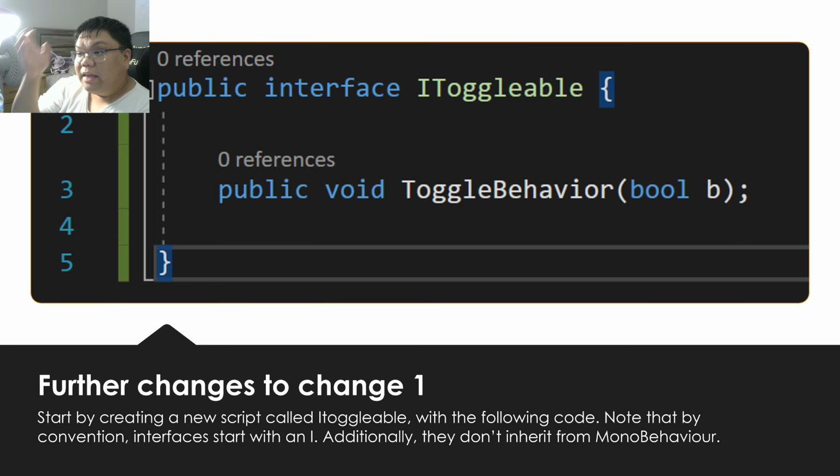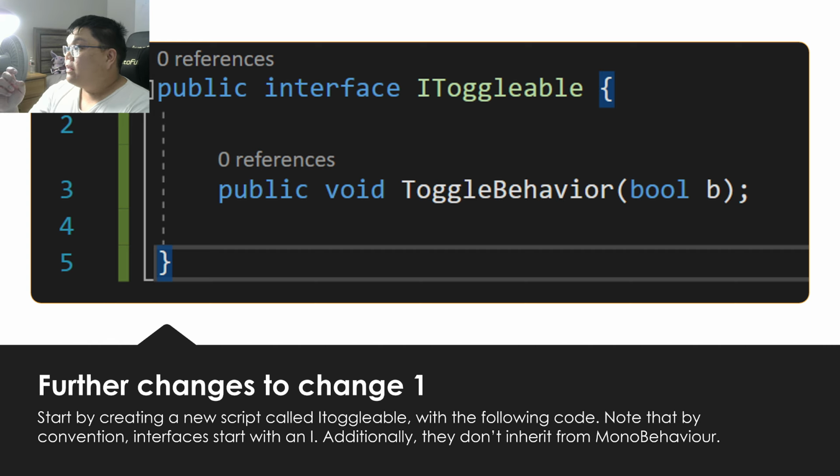So this interface is called I-toggleable. By convention, all C# interfaces start with an I. If you want to follow along with this change, create a new script called I-toggleable and erase all of the code inside of it. Remember, whenever you create a new script, it's going to add some boilerplate that includes, among other things, public class, class name, and then it inherits from mono behavior. This is going to be an interface, so it's not a class. In fact, it doesn't even inherit from mono behavior.